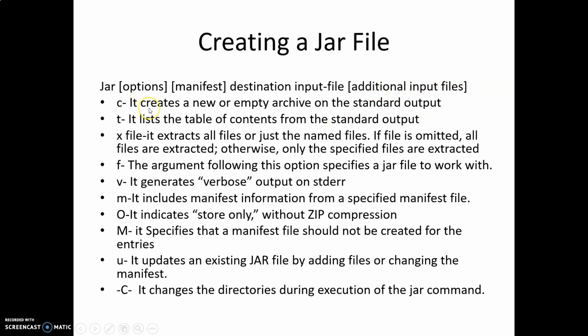Then c for creation of a new empty archive file, t for listing the contents in the form of a table, x for extracting the contents inside the jar file, f specifies a jar file to work with, v for writing verbose output to standard error, m for including manifest information, 0 for store only type of jar files, M for the manifest file should not be created for the entries, u for updating the existing jar file, and a capital C for changing the directories during the execution of the jar command.